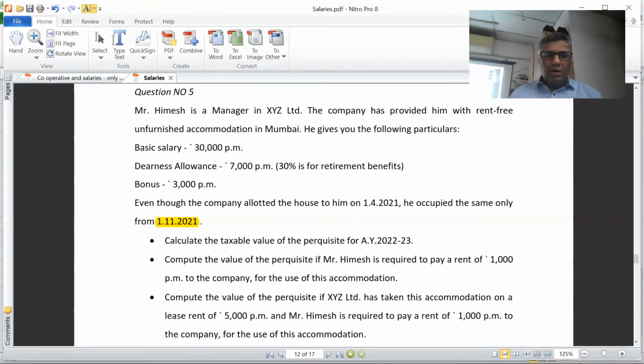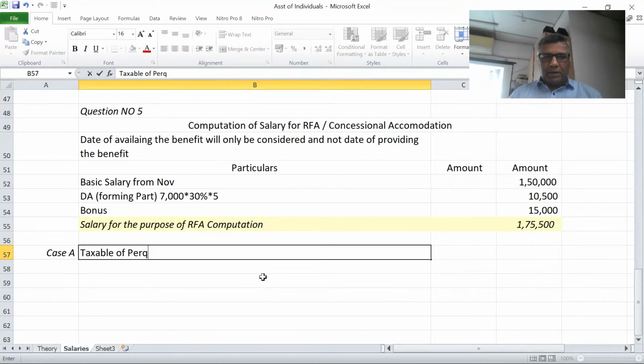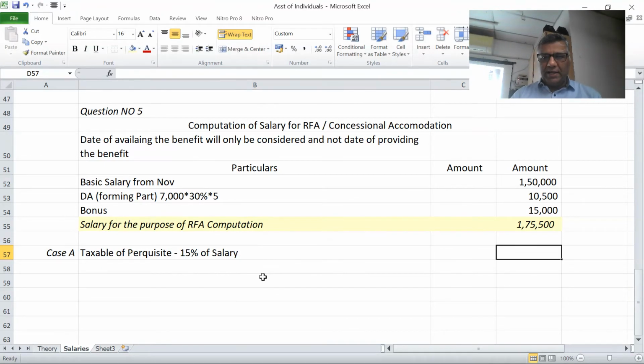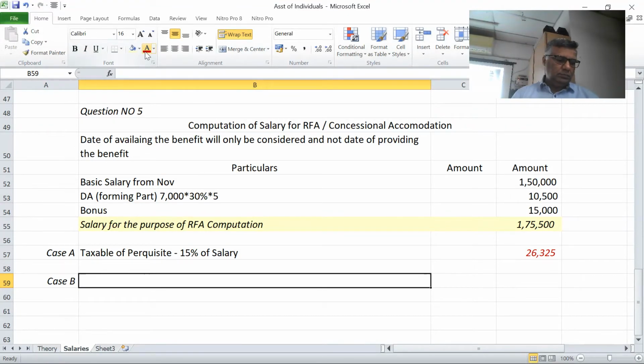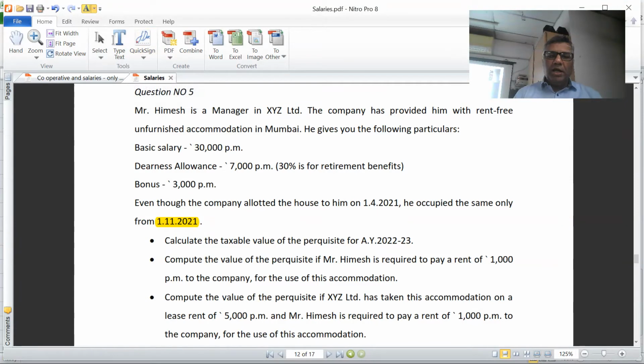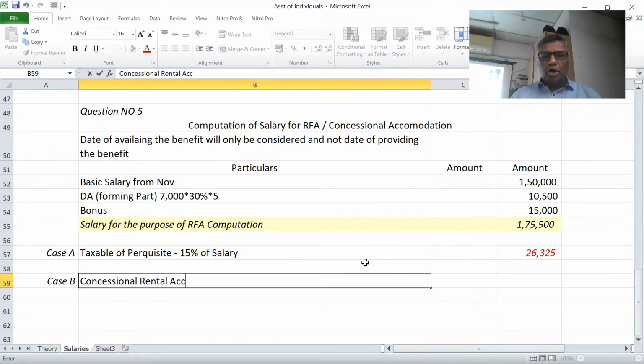Case A. Taxable value of perquisite, 15% of salary. Case B. Compute the value of perquisite if Mr. Himesh is required to pay. So this is known as concessional rental accommodation. So it is not free. RFA means rent free accommodation. Here the company is collecting 1,000 from him. So it is popularly known as concessional rental accommodation.